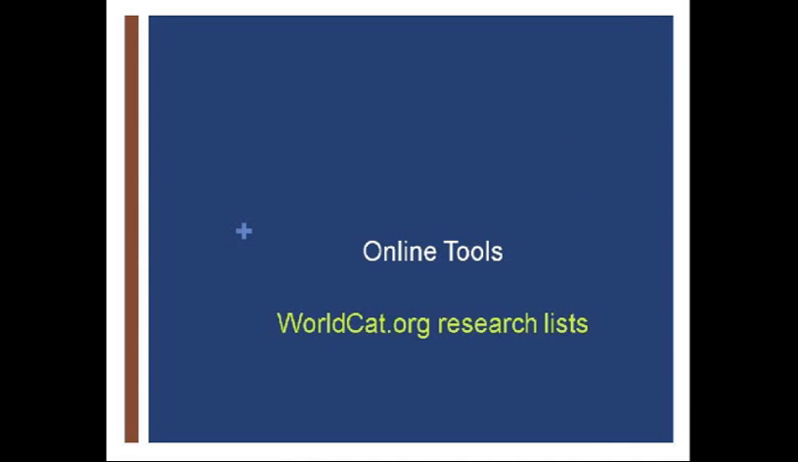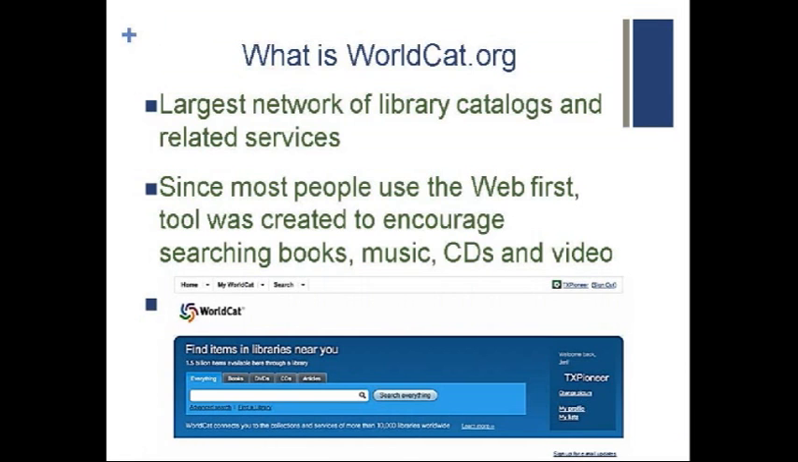So first I'm going to talk about worldcat.org. If you remember going to a library and having to find a reference librarian to borrow a book from interlibrary loan, they were getting onto OCLC, which is the major catalog that holds entries for all the libraries. WorldCat is an interface into that resource that they had. And so it is the largest network of library catalogs and all the related services.